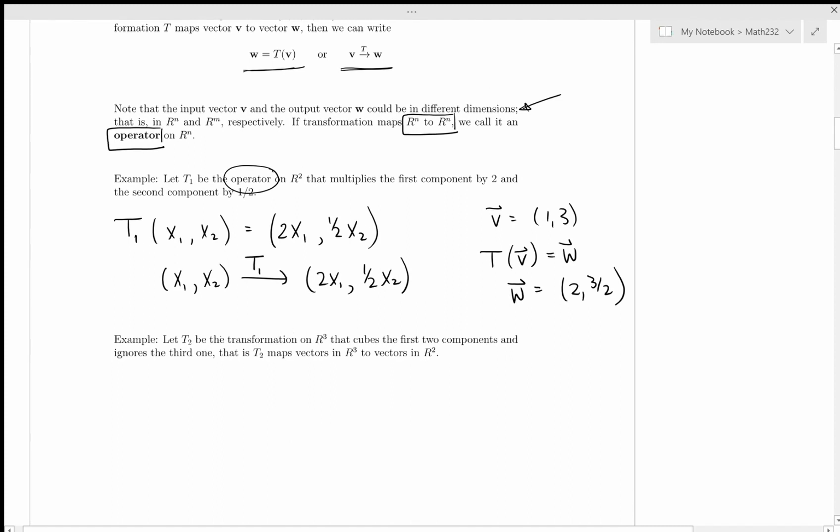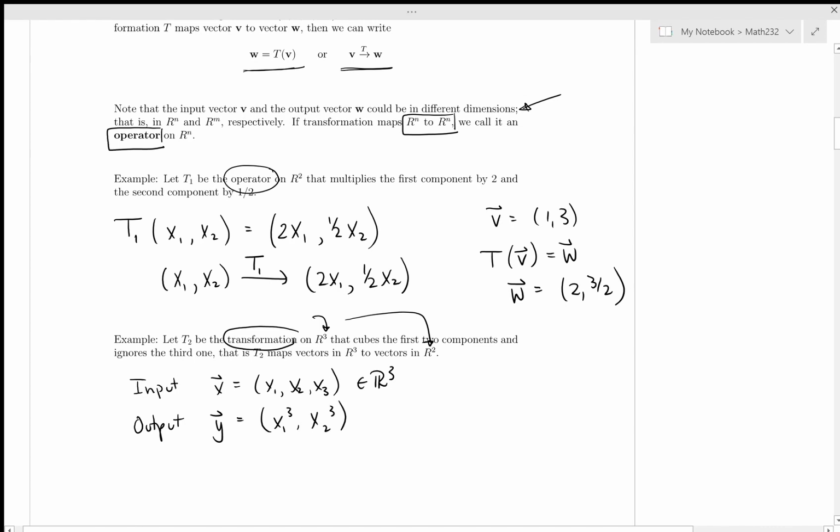Okay, so here we have the next example. T2 is going to be a transformation on R3 that maps to R2. So it's not an operator, but it is still a transformation. So the input, in this case, is a vector in R3. That looks like this. And our output will look like this. It will be a vector in R2, and what does it do? It cubes the first two components, doesn't do anything to the third component, and produces something in R2.